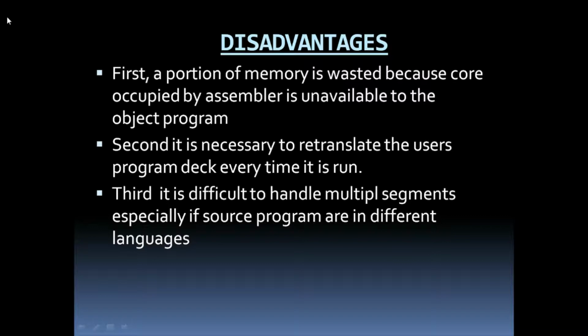Let me come to the first one. A portion of the memory is wasted, because the core occupied by the assembler is unavailable to the object program. This means when the assembler is stored into the memory, it will occupy some memory. When it is occupied, there will be no space for other objects to be stored. So those spaces will be unavailable to the object program. That is one disadvantage.